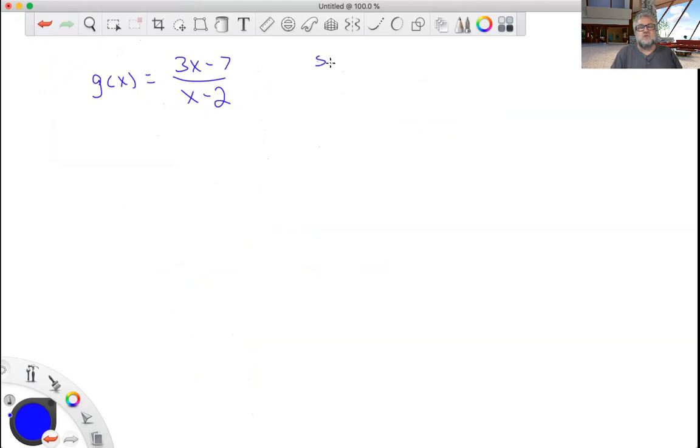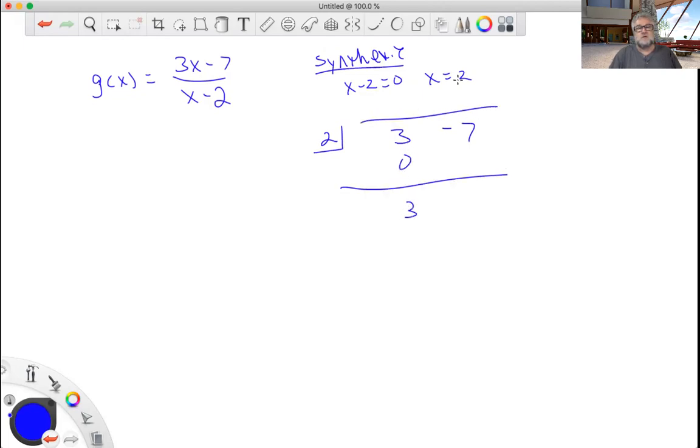And I'm going to first do synthetic. So I'm going to set x minus 2 equal to 0, x equals 2. So that's in the penalty box. And then I have 3 and negative 7, right? The 3 comes down, goes up here. 3 times 2 is 6. Add minus 1, remainder. Okay, so 3x minus 7 over x minus 2 is equal to 3 minus, here's my remainder, 1 over x minus 2.